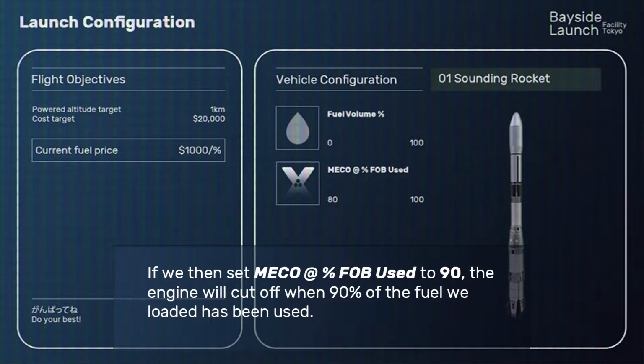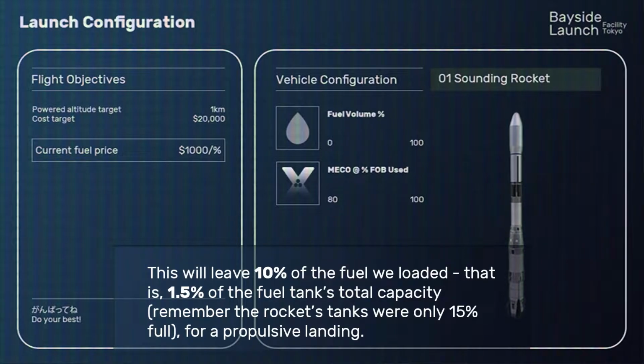If we then set MECO at percentage of fuel on board used to 90, the engine will cut off when 90% of the fuel we loaded has been used. This will leave 10% of the fuel we loaded. That is, 1.5% of the fuel tank's total capacity. Remember, the rocket's tanks were only 15% full for a propulsive landing.